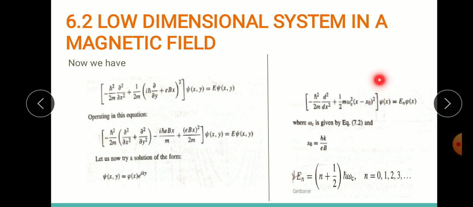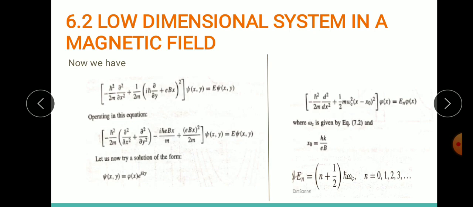Here there is a term x naught, which is nothing but my constant hk by eb. So wherever this term hk by eb has come, I just replace it by a constant x naught, similar to what we did during the Schrodinger wave equation derivation. In this case, the equation for the energy level of the substates or subbands for a 2D system is given by En equal to (n plus 1 by 2) h bar omega c.